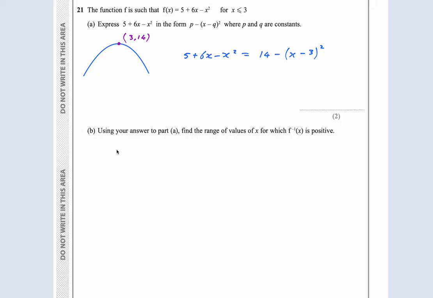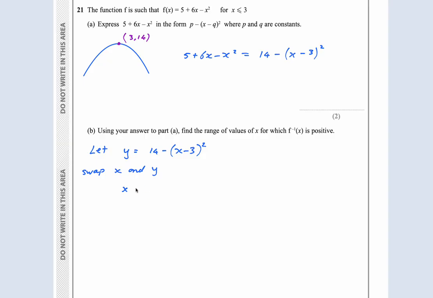Okay, final question, guys, and I'll warn you, this is not easy. It says use your answer to A to find the range of values for which the inverse is positive, right? So the first thing we're going to do is find the inverse function. I'm going to say let y equal 14 minus (x minus 3) squared. Then I'm going to swap x and y. When we're getting the inverse function, that's what we do, because that's what the inverse function is. We're swapping the domain for the range.